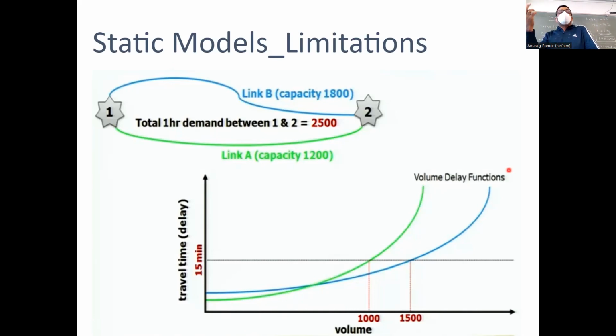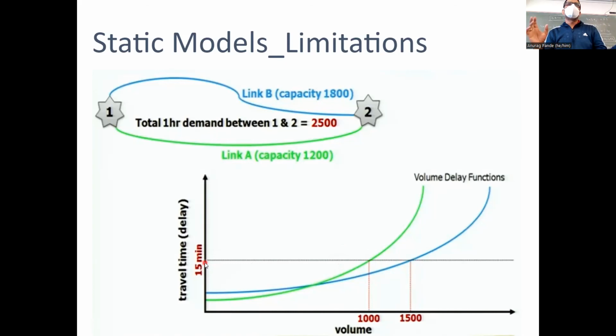The math will be a little bit complicated. Maybe you can use some online tool or whatever and solve it. Right? Because the total demand is only 2,500 and the link capacity is actually 1,800 plus 1,200. Okay, so 3,000, right? So link capacity is higher than your demand. And then the good news is that you can actually solve it graphically. At 1,000 here and 1,500 here, the travel time on both links is 15 minutes.